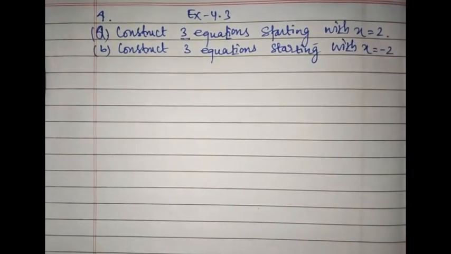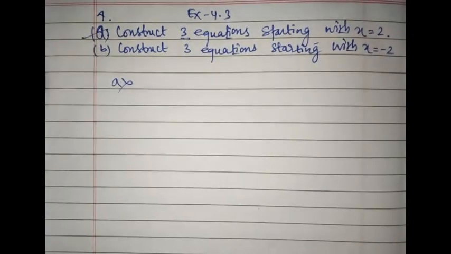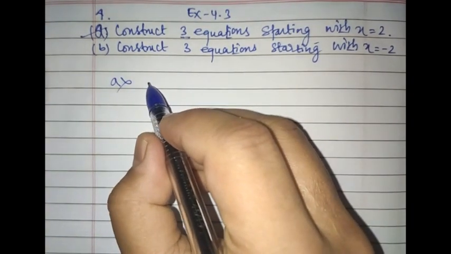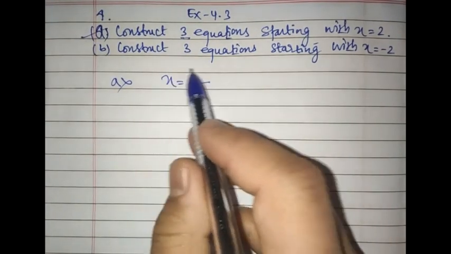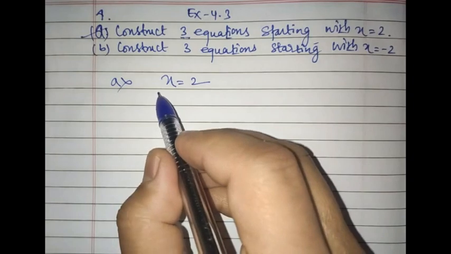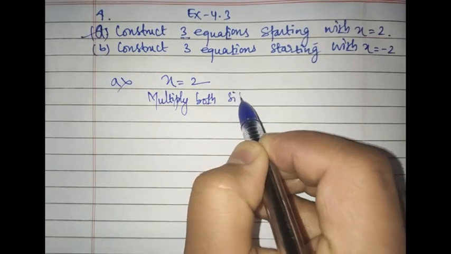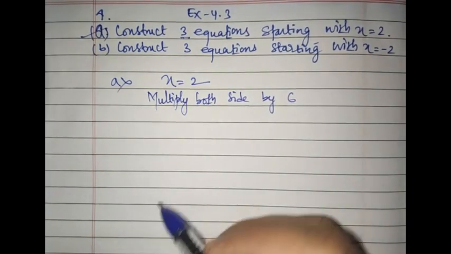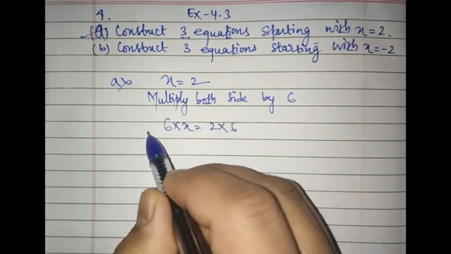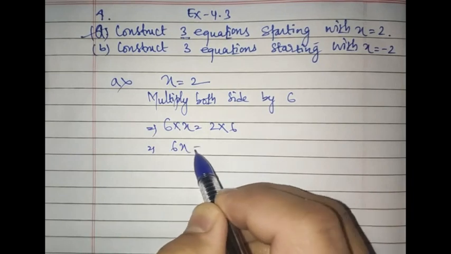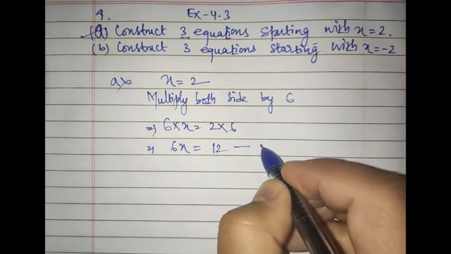Okay, so have a look how I do this. So for number A I am solving. You have to form 3 equations, remember. So x is equal to 2, so your basic equation is this. Okay, so if I multiply both sides by 6, then just see what will happen. 6 into x is equal to 2 into 6. 6 into x is 6x is equal to 6 into 2 is 12, isn't it? So this is your equation 1.